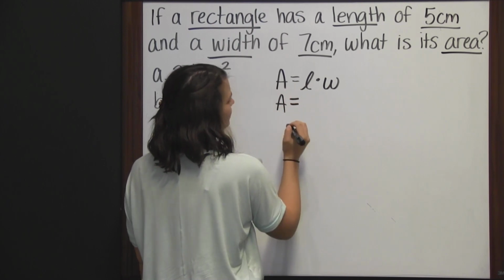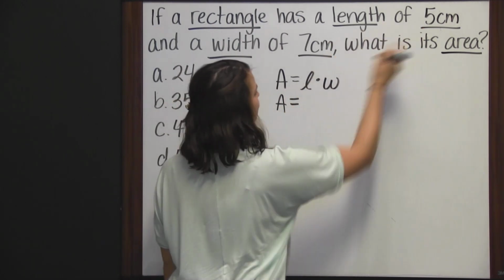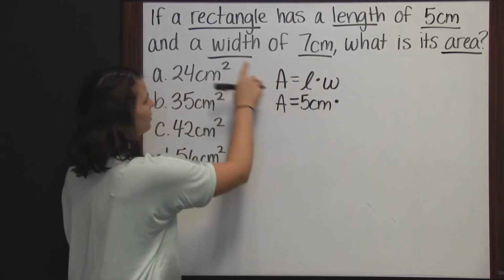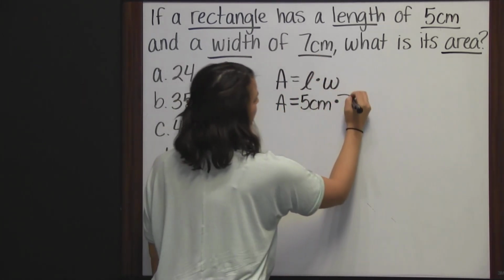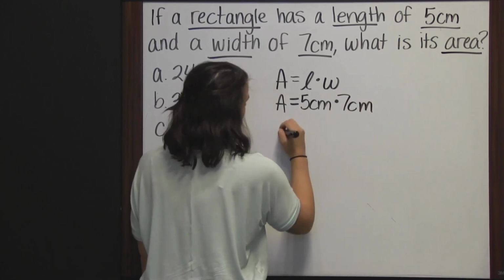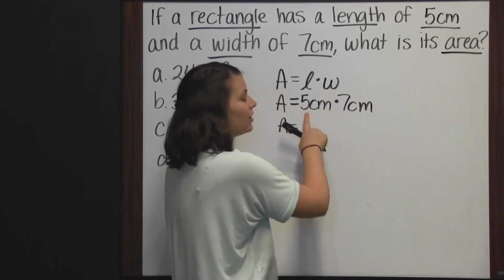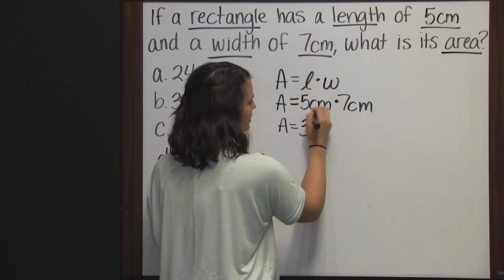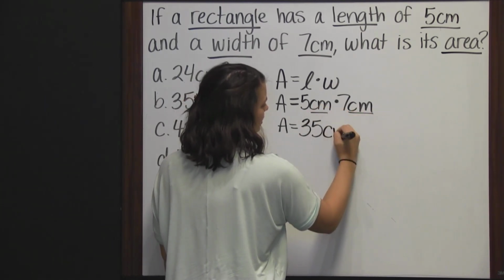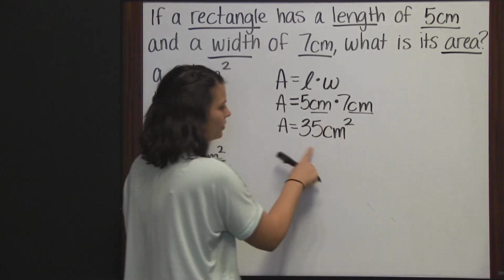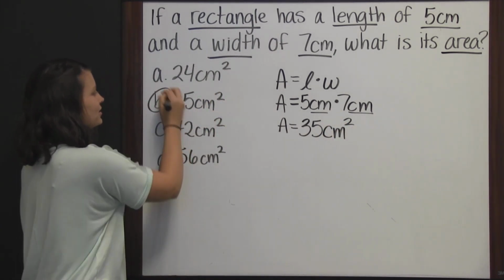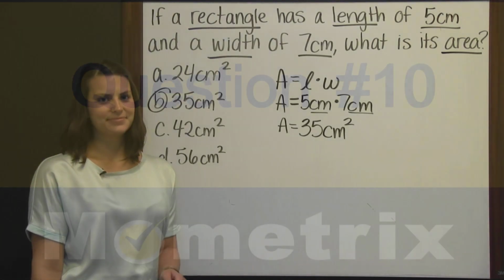The area is, length is 5 centimeters, times the width, which is 7 centimeters. So the area is 5 times 7 is 35. Centimeters times centimeters is centimeters squared. So the area is 35 centimeters squared, which is answer choice B.